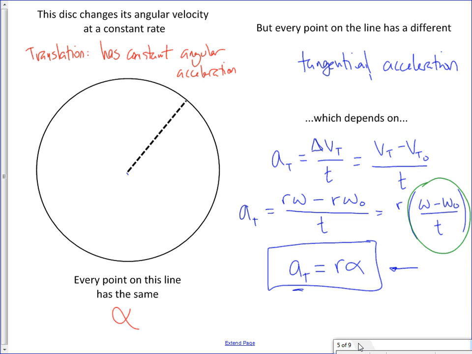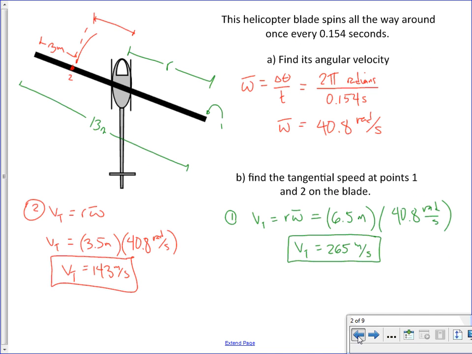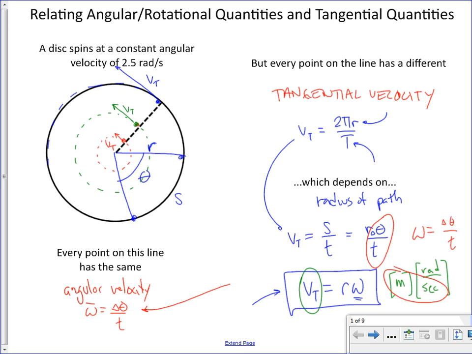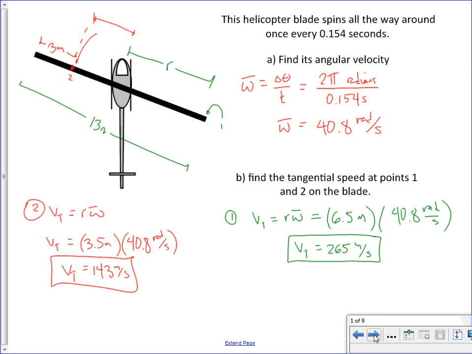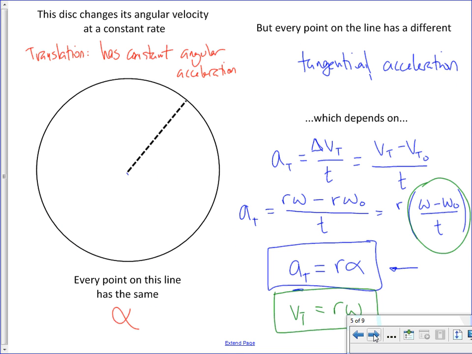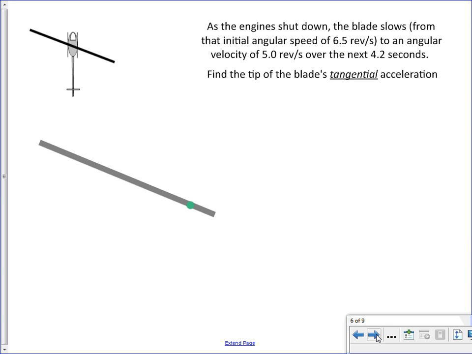Okay, so the nice thing about these is they look, and by these I mean this and this. Vt is r omega, right? We can take the tangential quantity and relate it to the angular quantity with radius. And just so we're sure to go back, that's what this is all about. It's about relating angular, rotational stuff and tangential stuff. Okay?